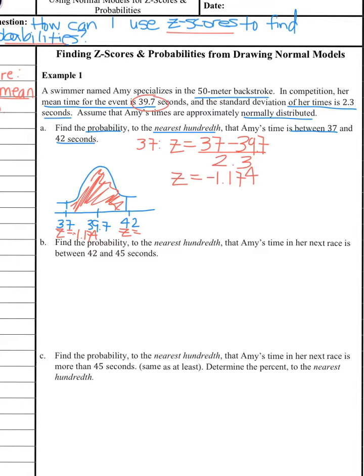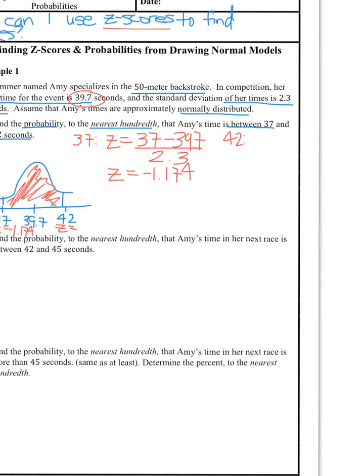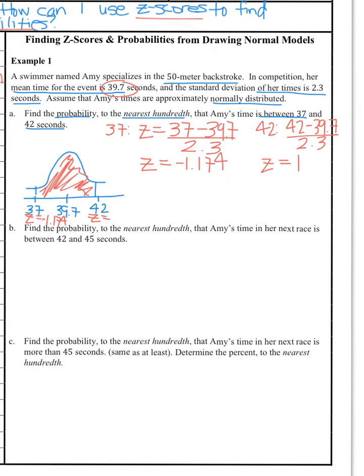Now we're going to do a second one for our second value. That is 42. So we're going to take our given value of 42 seconds, subtract off the mean, which would be 39.7, and divide by the standard deviation again, 2.3. And this time our z-score is a perfect 1, which means that 42 is exactly 1 standard deviation to the right. And if you think about it, 39.7 plus the standard deviation of 2.3 brings you up to 42.